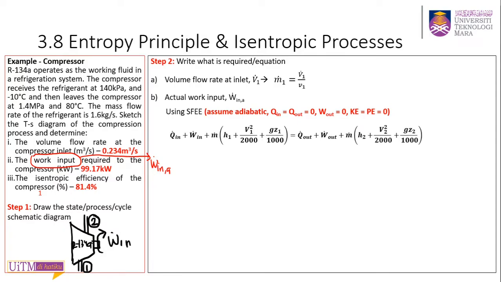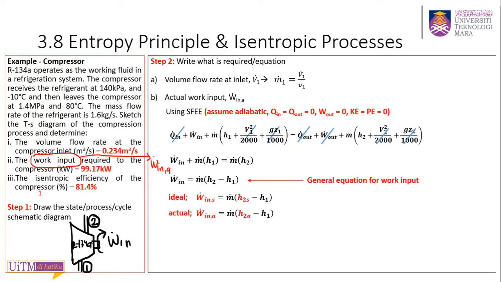Start with writing the general equation and cancel the terms based on the conditions. Write what is left and then rearrange to find the work input, and this is the general equation to find the work input. We must rewrite the equation to take into consideration the ideal and actual conditions. Now for the third item, to determine the isentropic efficiency, we will use the isentropic efficiency equation for compressor. Remember to multiply it with 100% because we are required to find it in terms of percentage.